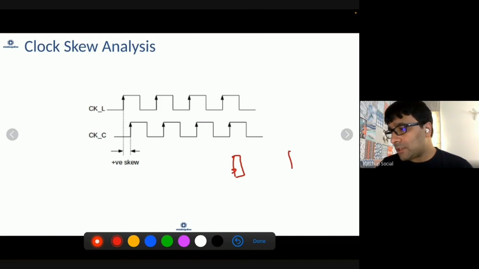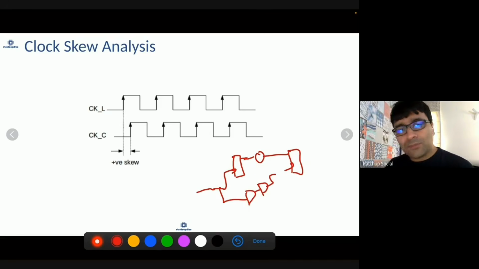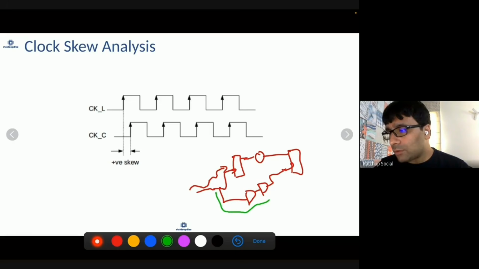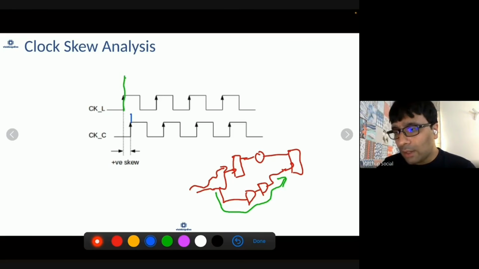So for example, let's say you have this path, and then there is a launch clock and a capture clock. The clock will go through this path and arrive here, and the capture clock will go through this path and arrive here. There will be a difference in delays at what time the clock arrives. For example, the launch clock is arriving here while the capture clock is arriving here. So there is a difference in the time at which the clock arrives, and this is known as skew.